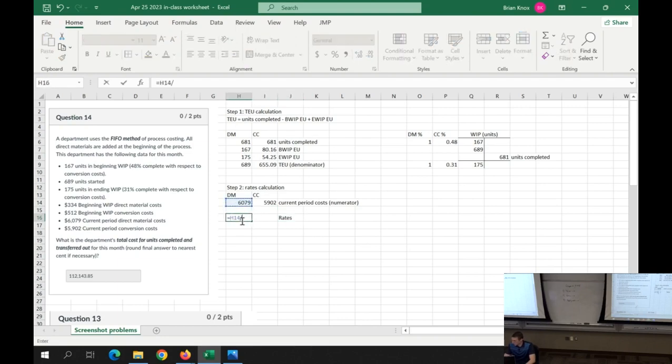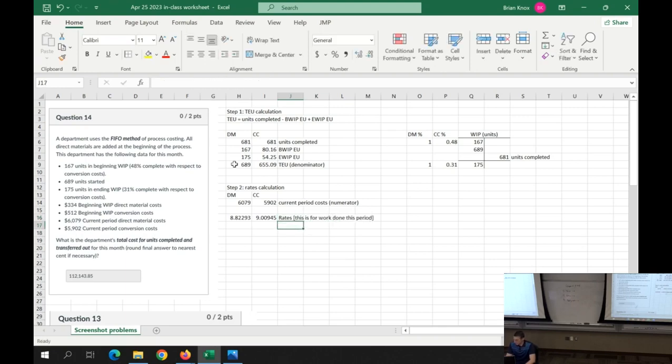So just take the numerator, divide it by the denominator, and we get a rate. So those are our two cost rates. And let's make sure we know, this is for work done this period. So these are this period's rates. We only want to apply them to work done this period. That's important under FIFO, because when we do step 3, we're going to be tempted not to do that.